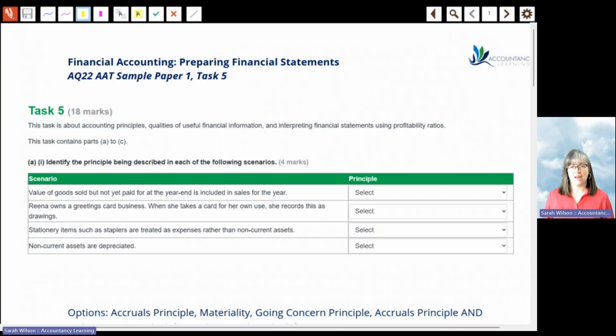I'm Sarah, a tutor at Accountancy Learning, and in this video I'm going to be going through Financial Accounts Level 3 AAT Sample Paper 1 Task 5. Now this task is all about accounting principles, quality of useful financial information, and interpreting financial statements using profitability ratios.